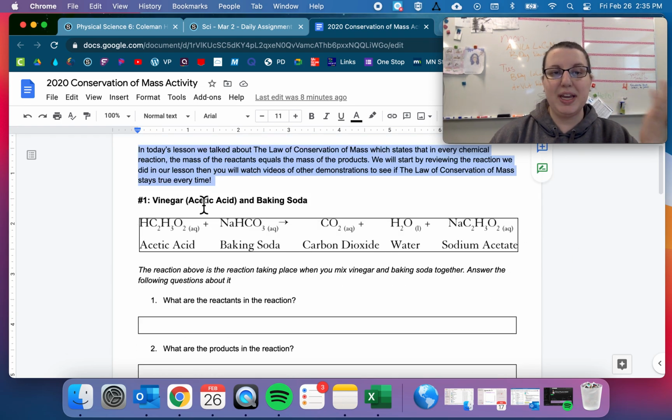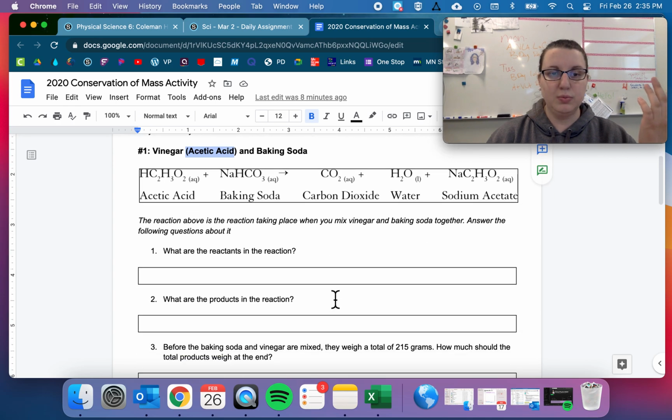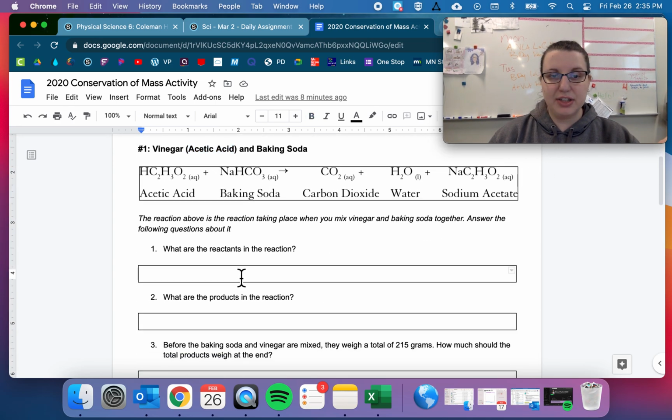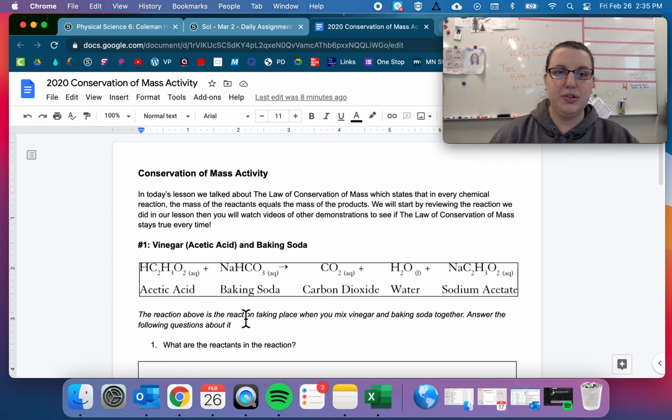So for the first one, it's baking soda and vinegar. Vinegar's scientific name is acetic acid. So it's vinegar plus baking soda goes to carbon dioxide plus water plus sodium acetate. We don't really see the sodium acetate because that is dissolved in the water. So it's asking you what are the reactants in the reaction, what are the products in the reaction. Before the baking soda and vinegar are mixed, they weigh about 215 grams. How much do the total products weigh at the end? I'm going to use that whole law of conservation of mass thing to tell you what the product should be.